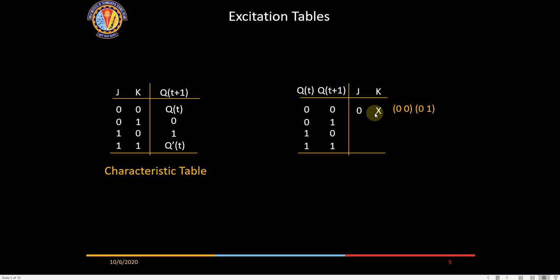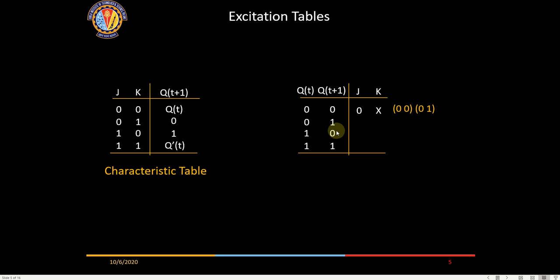You will see that. So K I am putting as x. Is it clear why it is written x here? All of you? This is very important. So now for 0 to 1, what should be the J and K values? Anybody?